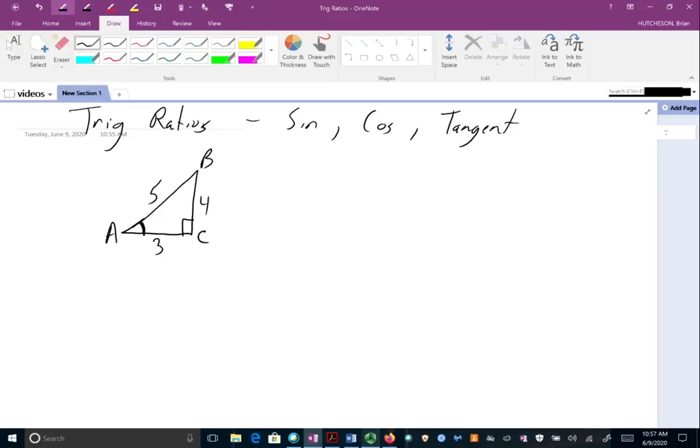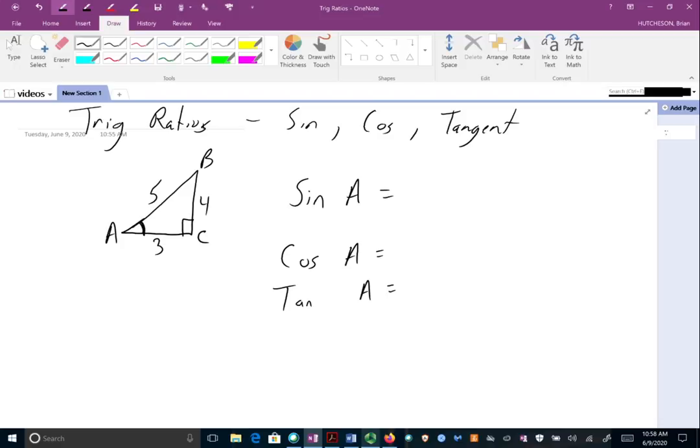Well, the sine, cosine, and tangent are basically like little operators, and they're operators on angles. So I need to know what the sine of A is, what the cosine of A is, and what the tangent of A is. Now, I always like to spell out tangent. It's just one of my pet peeves, but we can also just say tan. That's what you're going to see on your calculator. But sine, cosine, and tangent.